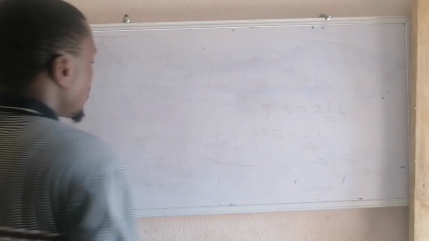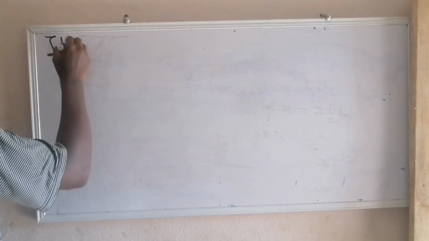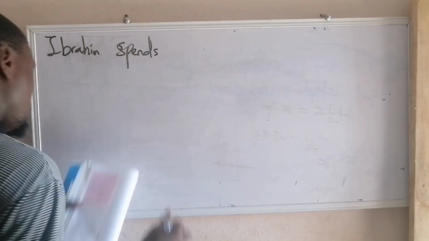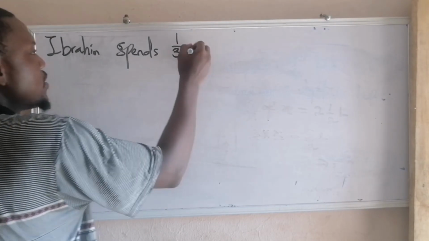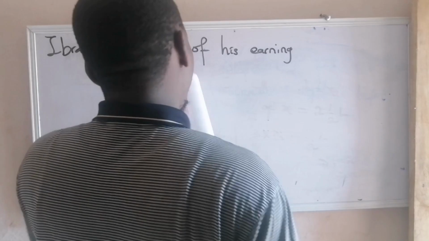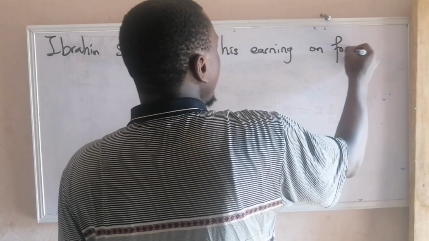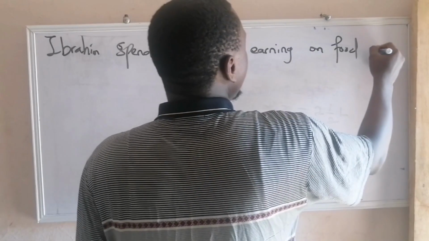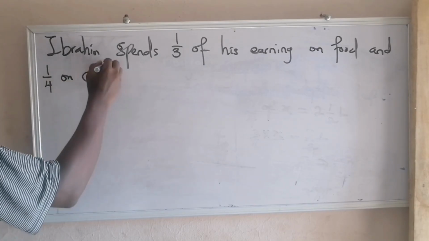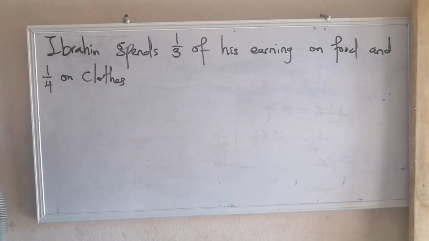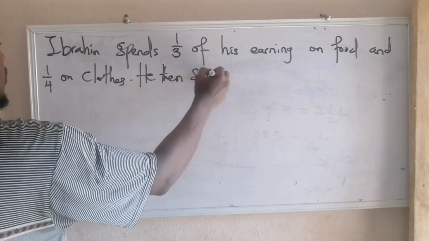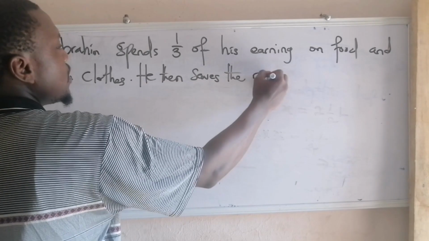Now, Ibrahim spends 1/3 of his earning on food and 1/4 on clothes. He then saved the rest.